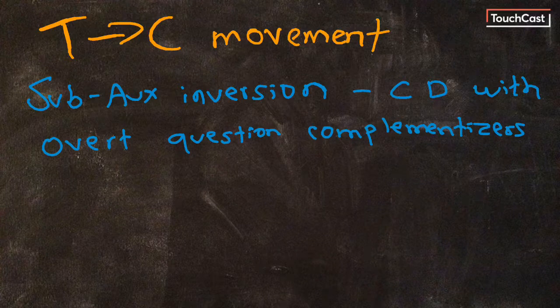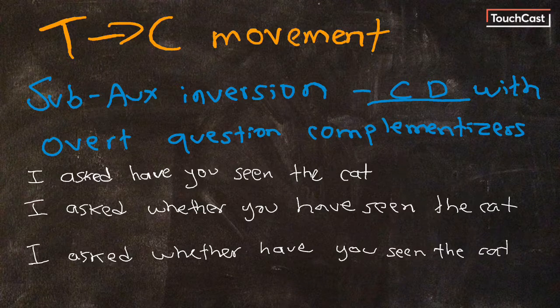We can understand T to C movement because it is supported by the fact that subject auxiliary inversion is in complementary distribution with overt question complementizers in English. For example, in this first sentence we have, I asked, have you seen the cat? So we have the auxiliary here in the C position. In the second sentence, we have an overt question complementizer in the C position: I asked whether you have seen the cat, so the auxiliary can't be in the C position.